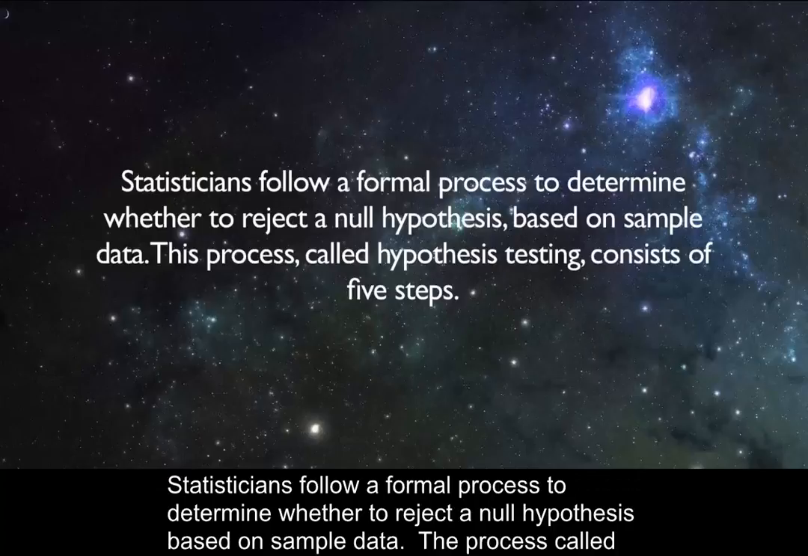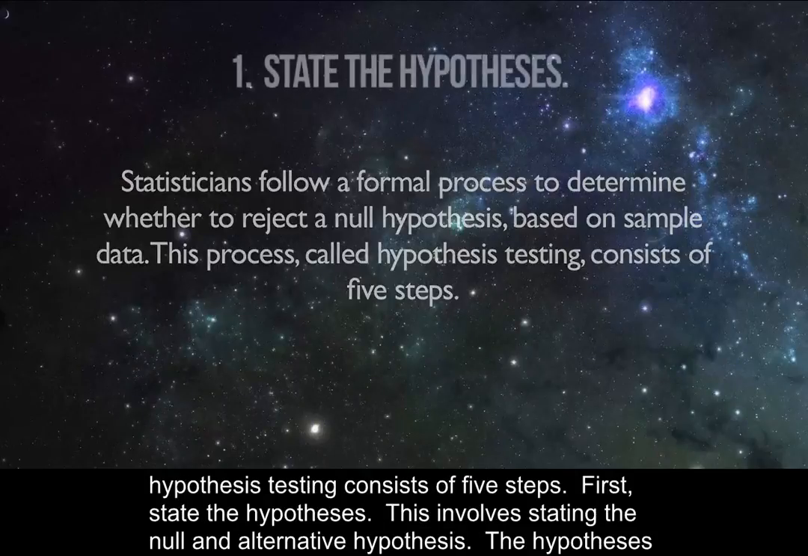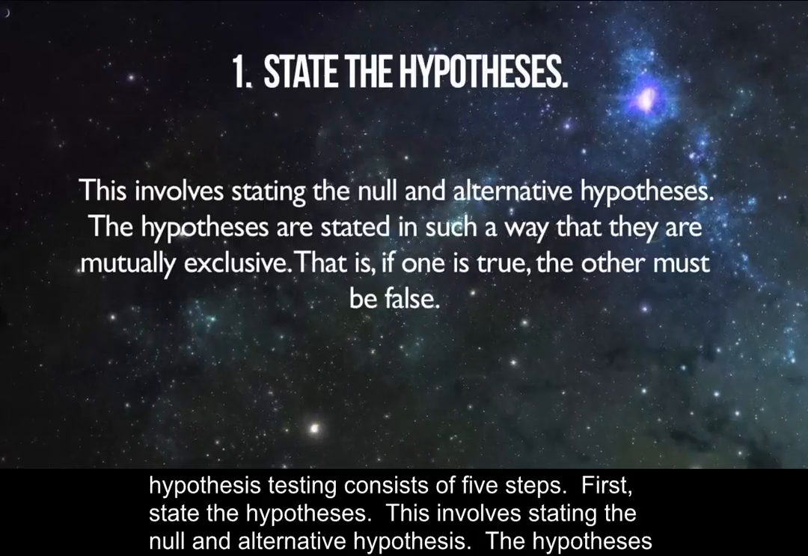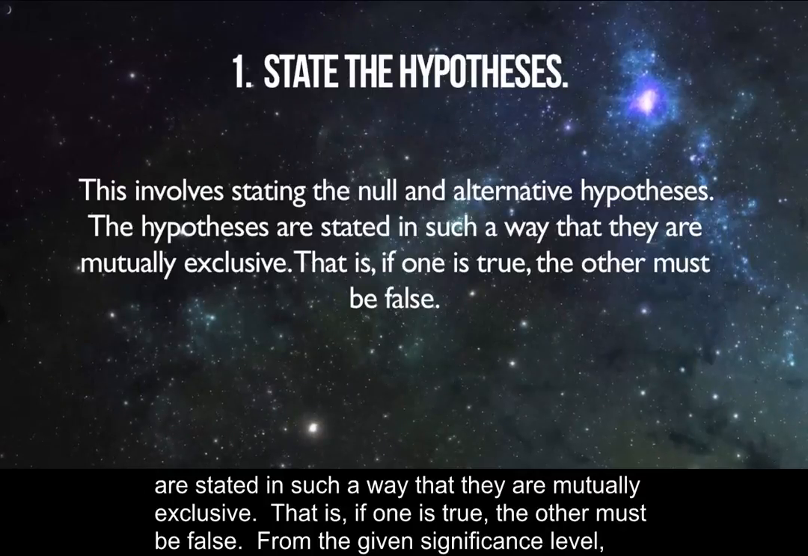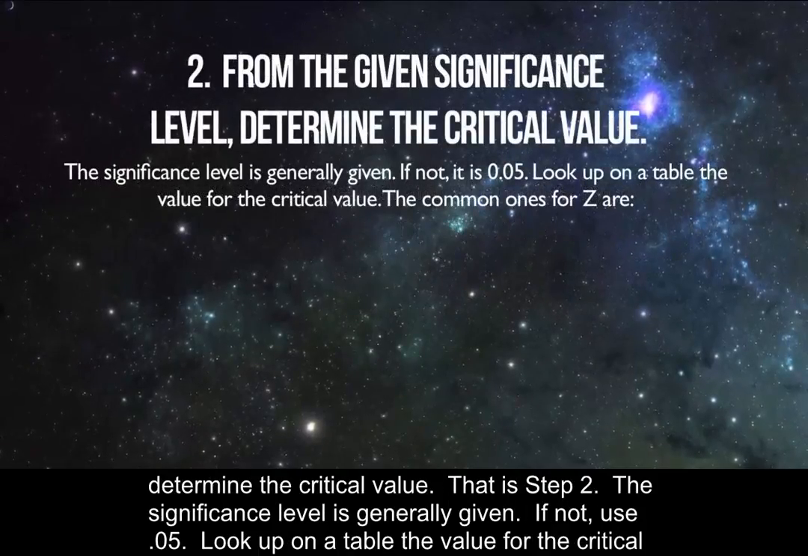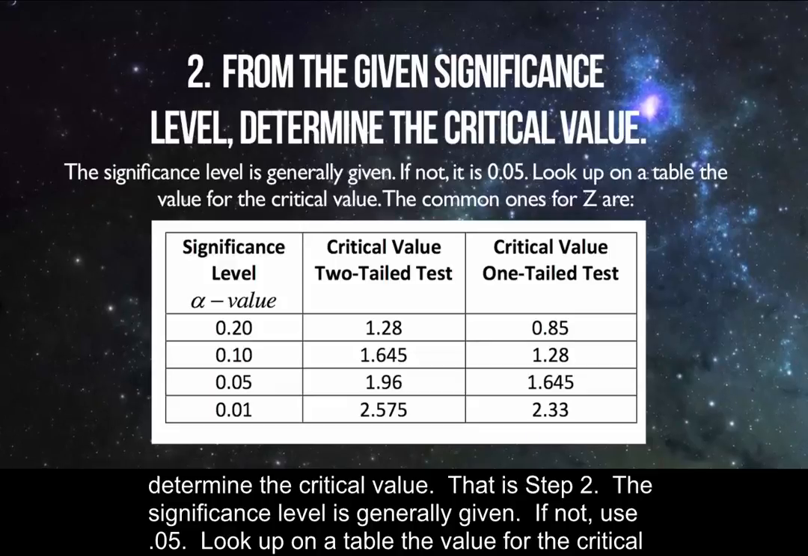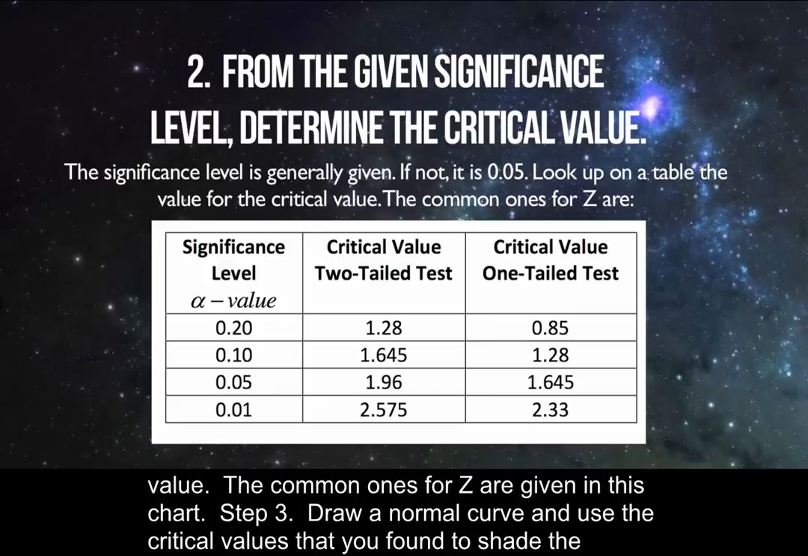Statisticians follow a formal process to determine whether to reject a null hypothesis based on sample data. The process, called hypothesis testing, consists of 5 steps. First, state the hypotheses. This involves stating the null and alternative hypothesis. The hypotheses are stated in such a way that they are mutually exclusive. That is, if one is true, the other must be false. Step 2: from the given significance level, determine the critical value. The significance level is generally given. If not, use 0.05. Look up on a table the value for the critical value. The common ones for Z are given in this chart.